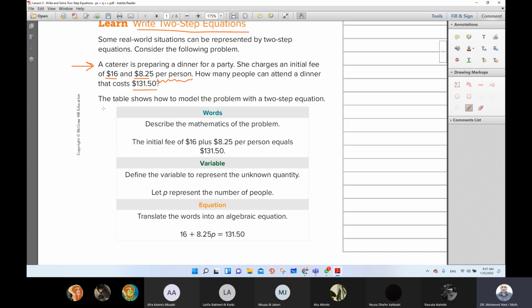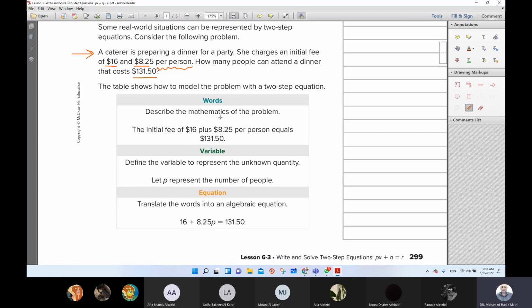The table shows how to model the problem with a two-step equation. Describe the mathematics of the problem. The initial fee of $16 plus $8.25 per person equals $131.50.